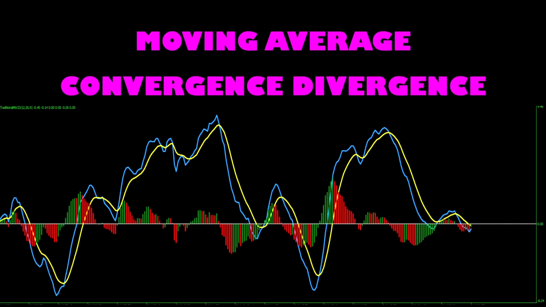The MACD is a histogram which bases itself around two plotted lines. The blue MACD line, which is a 26 period exponential average subtracted from a 12 period exponential average, and the yellow signal line, which is a 9 period exponential moving average of the MACD line. The histogram simply measures the difference between the MACD line and the signal line.